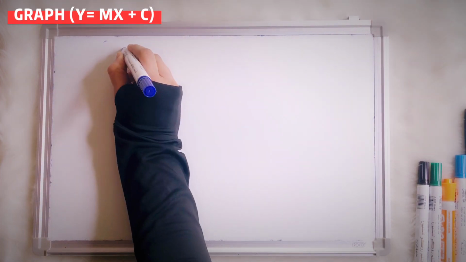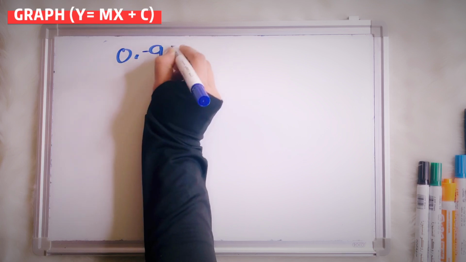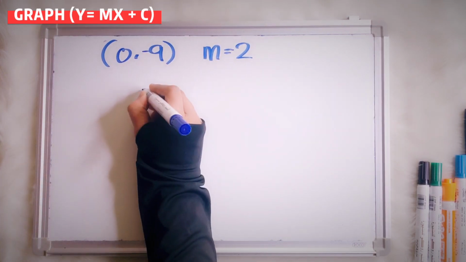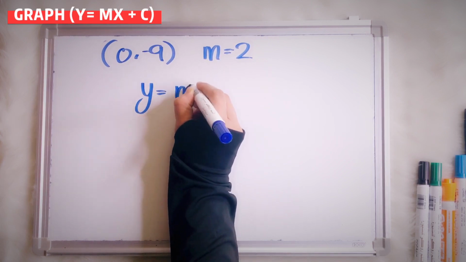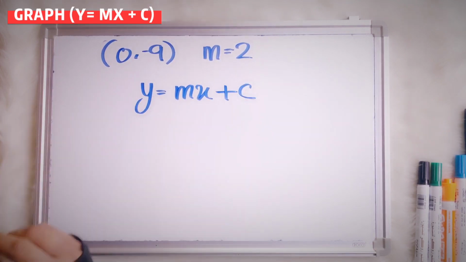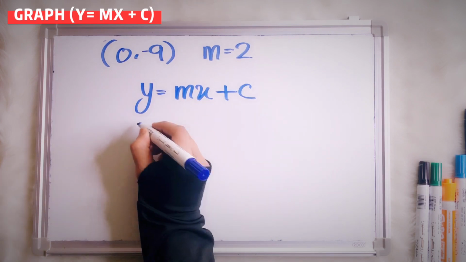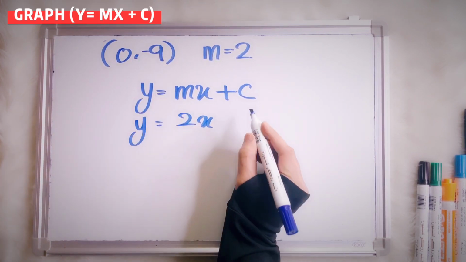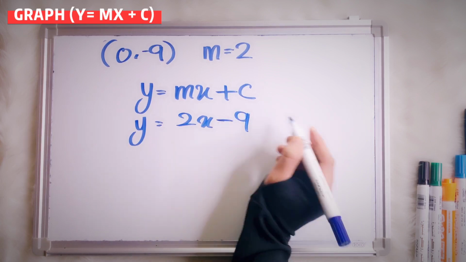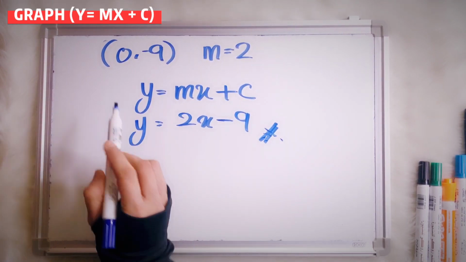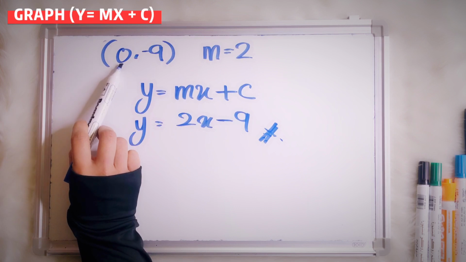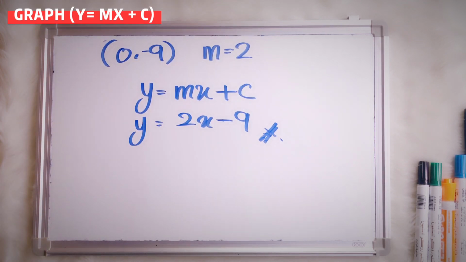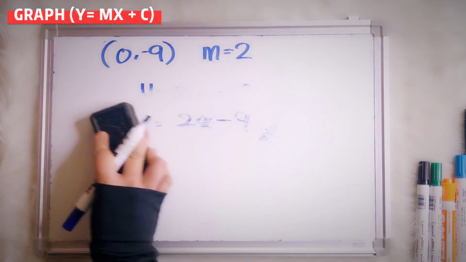Next. I give you coordinate (0, -9) and your gradient equals 2. So y equals mx plus c. The gradient is 2, so y equals 2x. Here is -9, because your value of x is 0, so definitely your c is -9.